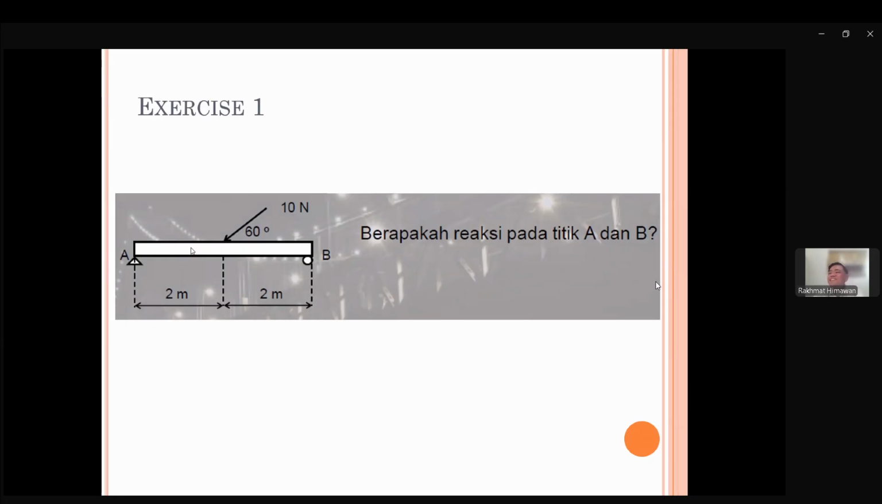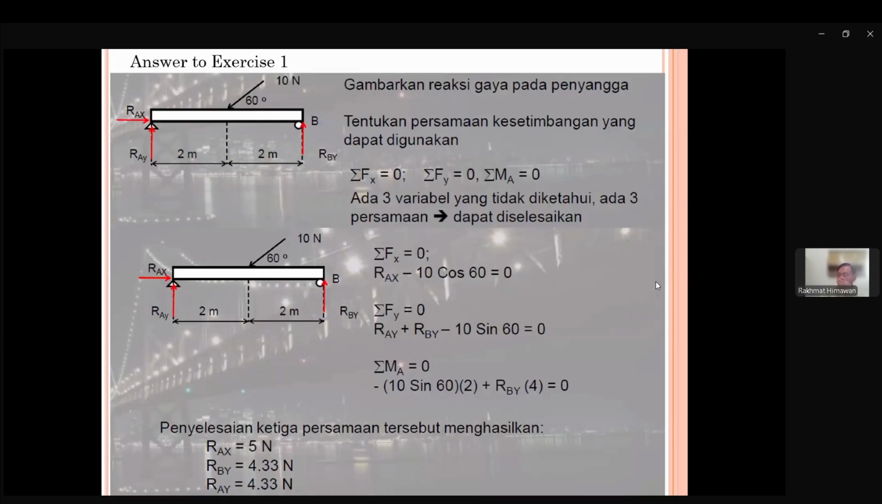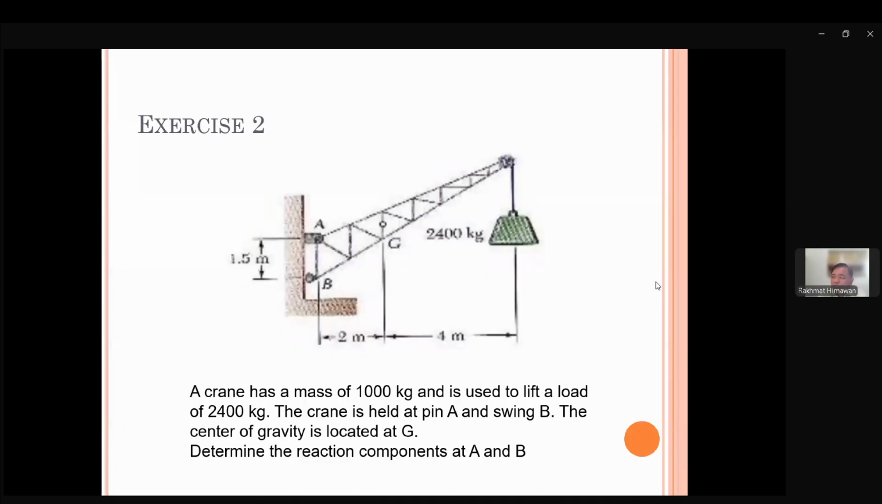Exercise one is similar to the previous, even easier, and in Indonesian. It's basically just the reaction force in A and B. You can try yourself later and then check your answer based on this answer key. I know it's Indonesian, but in math, I hope it's fine that you still understand. Now, what I want to discuss is not this simple one, but a more interesting one. Exercise number two.